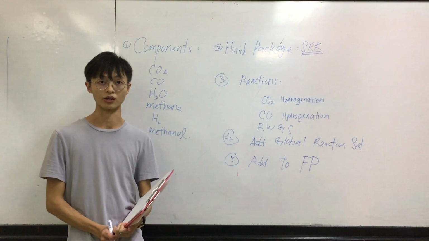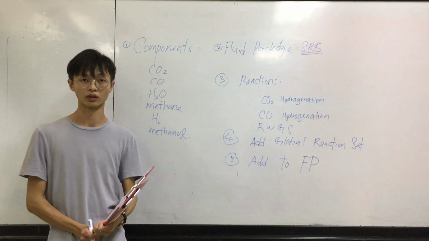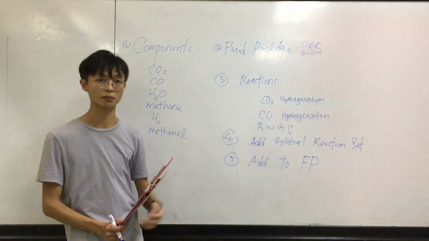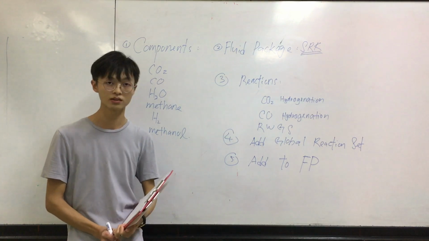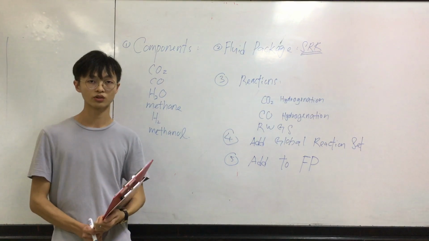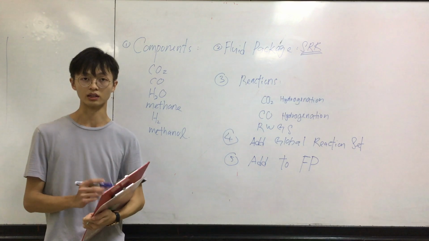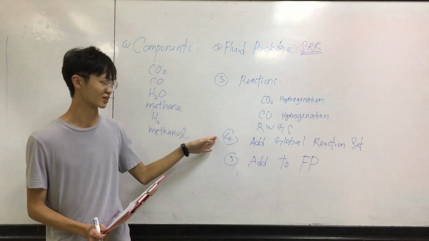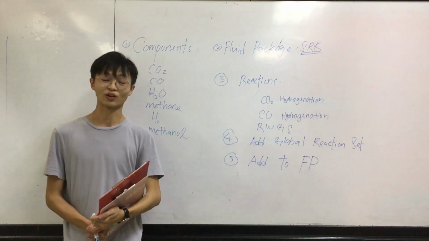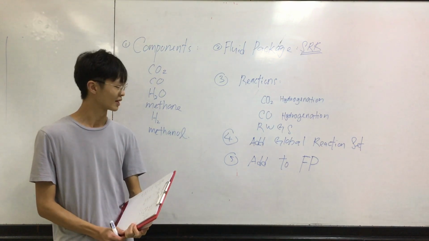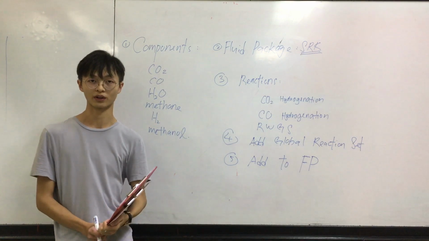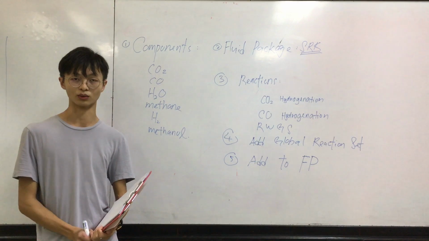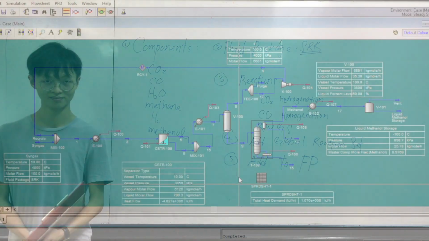The third one is the reaction stage. There are 3 equations we need to key in: the carbon dioxide hydrogenation, carbon monoxide hydrogenation, and the WGS. We need to key in the stoichiometry and the forward and reverse reactions. Then the fourth step is the global reaction set we need to add. And the last stage is to remember to add the fluid package. So now we can proceed to the simulation to look at our process flow.